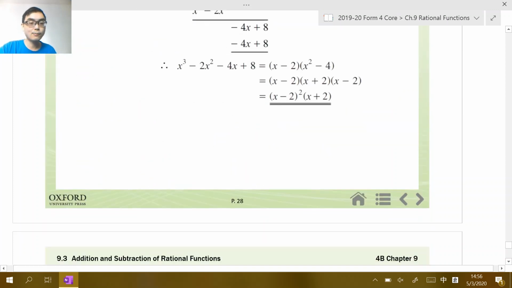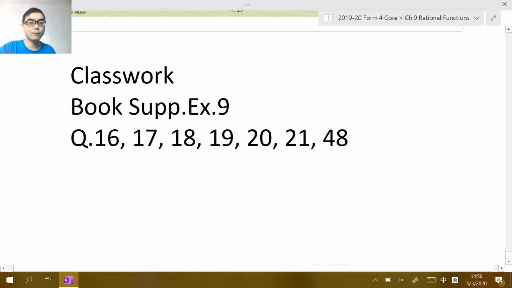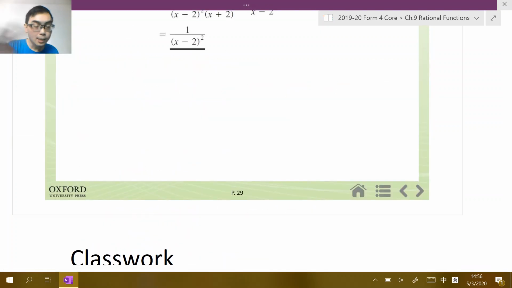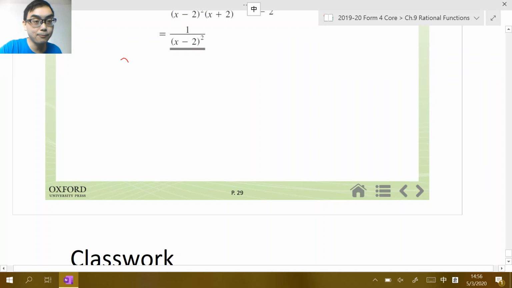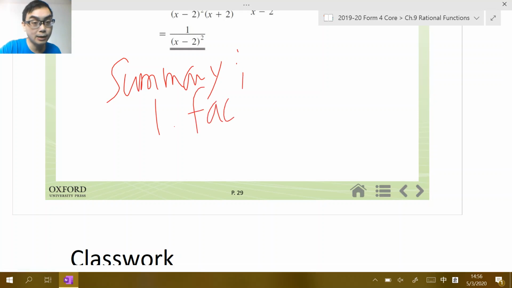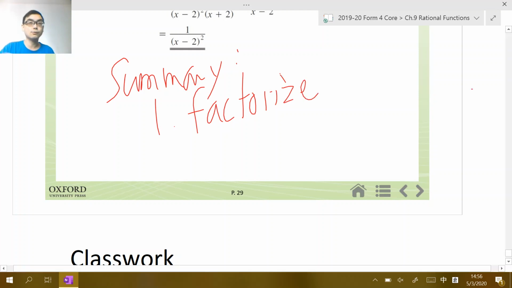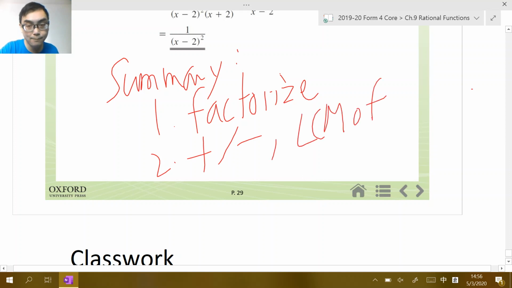I would like to summarize by writing here. Those examples I will not talk about. The summary is that when we talk about algebraic fractions, do remember that you have to do factorization. You should first remember to factorize the terms before you do any simplification. Factorize first. And then if we have addition or subtraction, you just need to take the LCM of the denominators.